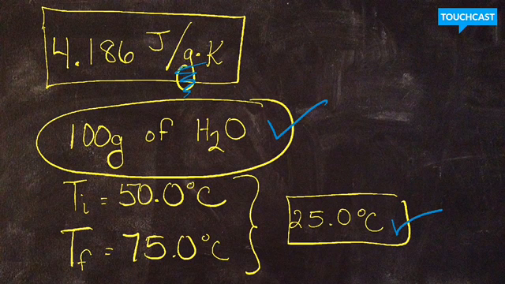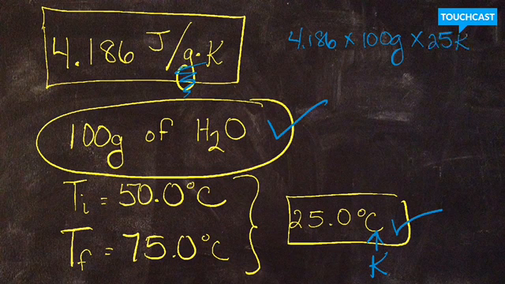Now, something to also know is that when you do the change in temperature, the difference between those two, even though you see degrees Celsius right here, you can instantly change that into Kelvin because it's just the difference between the two values. All right, so basically on your calculators, take the 4.186, multiply it by the 100 grams, and then multiply it by the 25 degrees Kelvin.